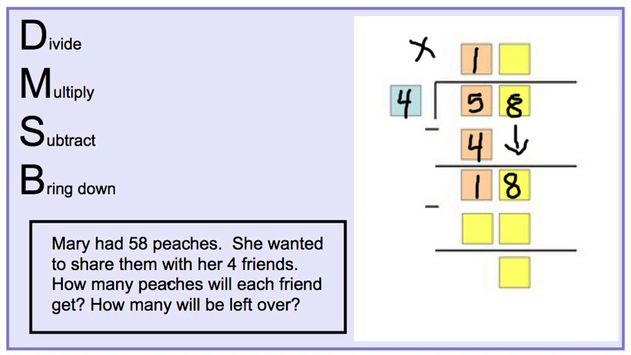I have to divide. How many times can 4 go into 18 without going over? Well, 4 times 1 is 4, and 4 times 2 is 8, and 4 times 3 is 12, and 4 times 4 is 16, and 4 times 5 is 20. Ooh, wait, 4 times 5 is 20, which is greater than 18, so I know I have to stop at 4. So 4 can go into 18 4 times.